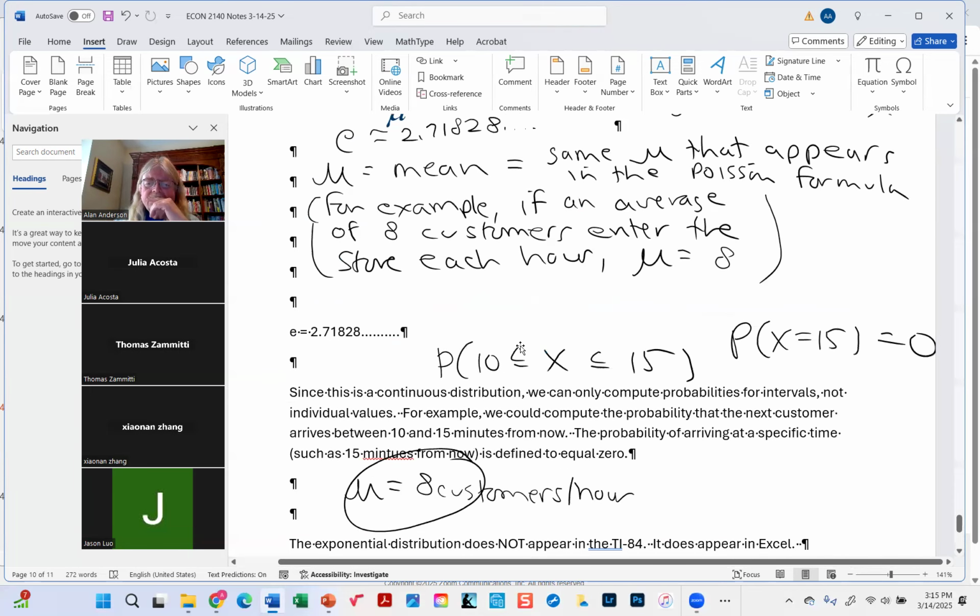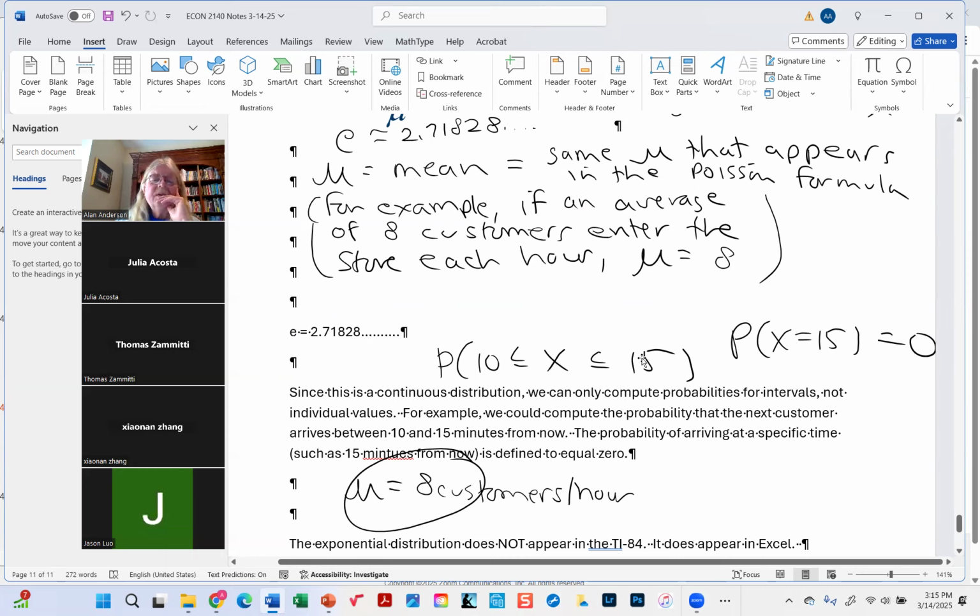So let's use that same example before, a customer coming into the store. If I told you that the average number per hour is 8, I could ask a question like this. What's the probability that the time until the next customer showing up is somewhere between 10 and 15 minutes?